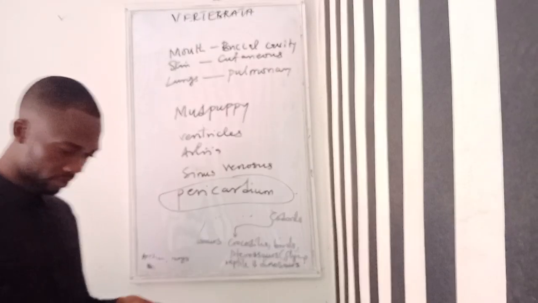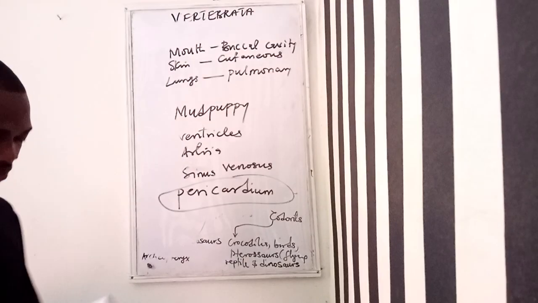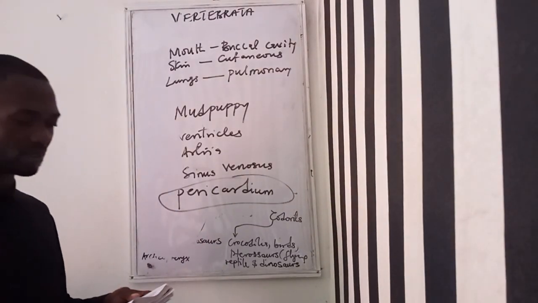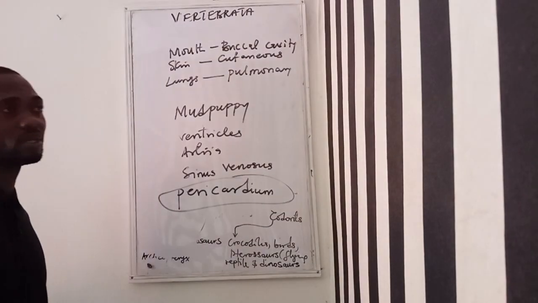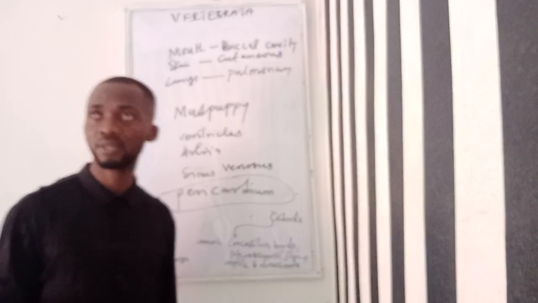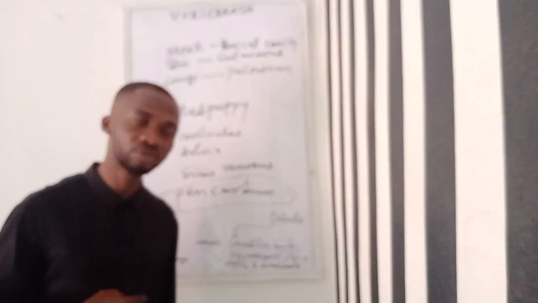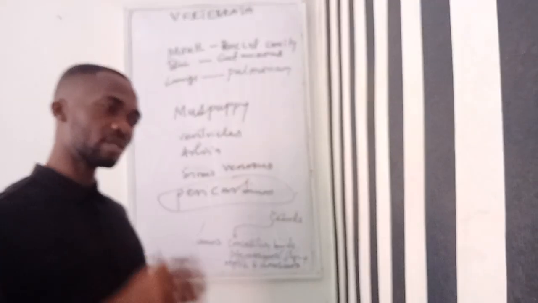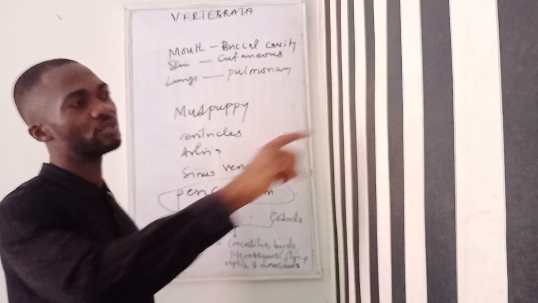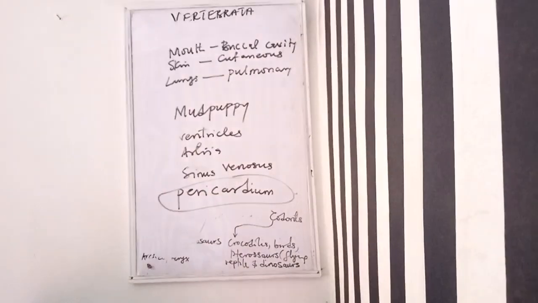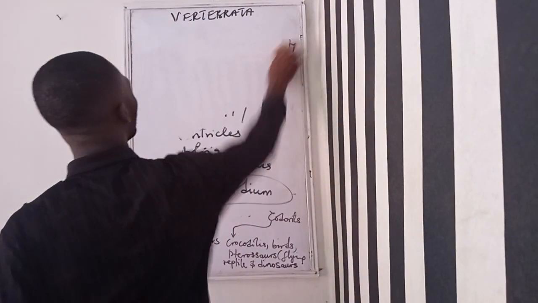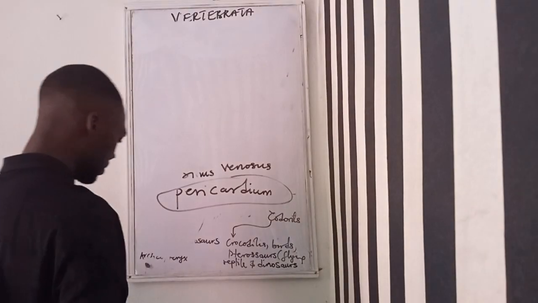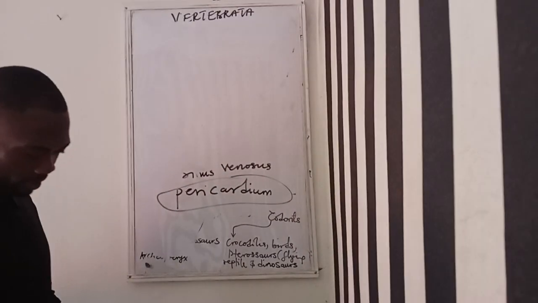Then blood circulation in amphibians. I don't think I've mentioned that they have double circulation since they use lungs, but fishes have single circulation. So in fishes, blood flows from the heart to... maybe I'll still mention that later.